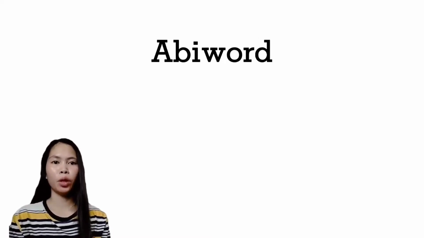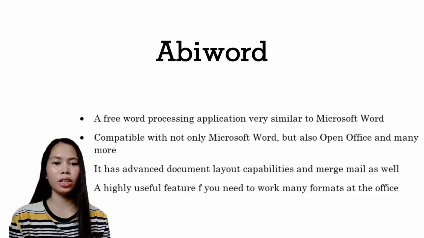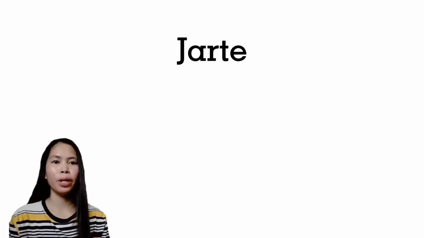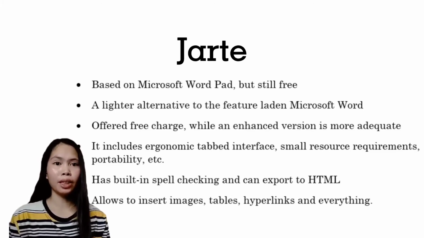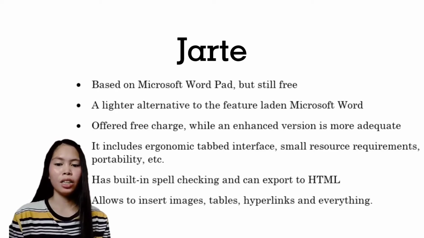Next is AbiWord, a free word processing application very similar to Microsoft Word, compatible with not only Microsoft Word but also OpenOffice and many more. Next one is Zarte, based on Microsoft Word but it's still free. Zarte is a lighter alternative to the feature-laden Microsoft Word, offered free of charge. Zarte also includes an ergonomic tab interface, small resource requirements, portability, etc.